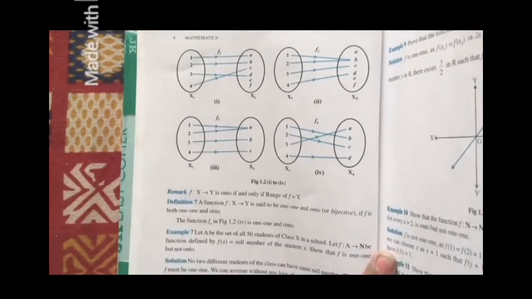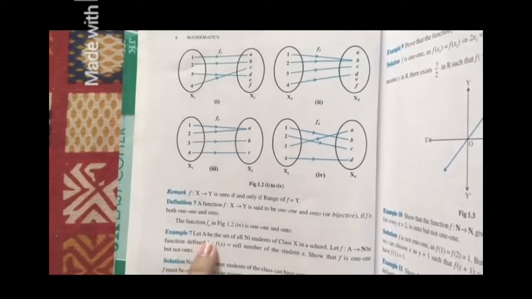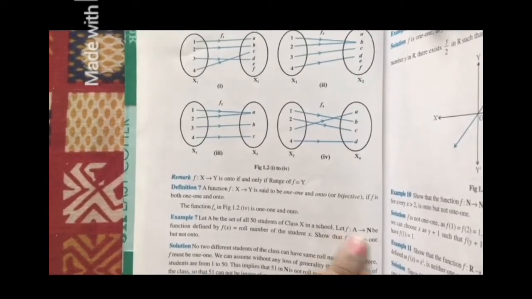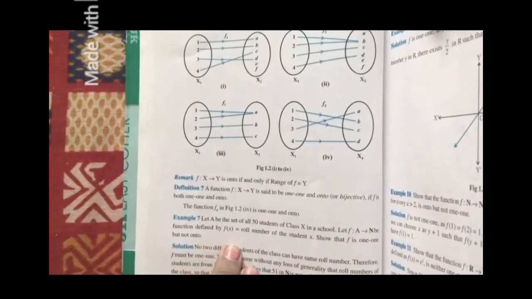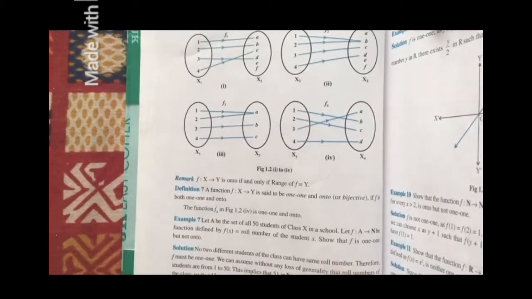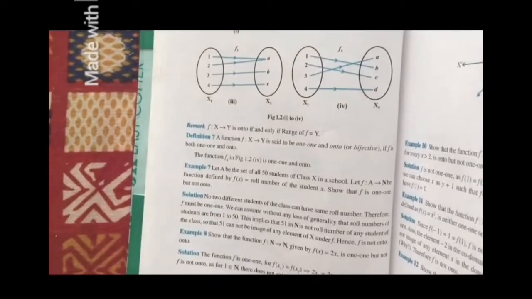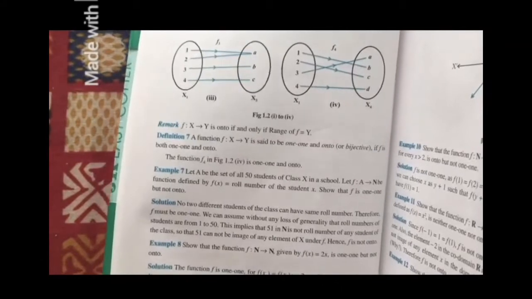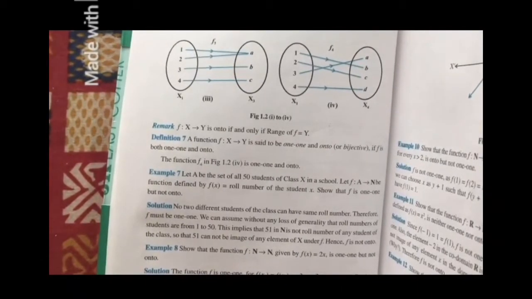So let's start with example number 7. Let A be the set of all 50 students of class 10 in a school. Let f from A to N be a function defined by f(x) = roll number of the student x. But what about the 51st student? There is no image for that. So no two different students of the class can have the same roll number. Therefore f must be 1-1.